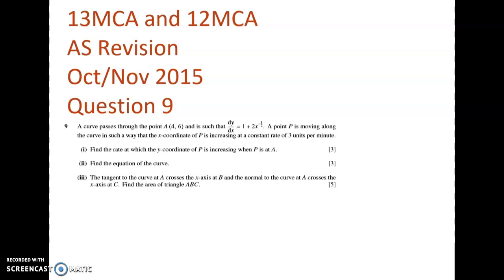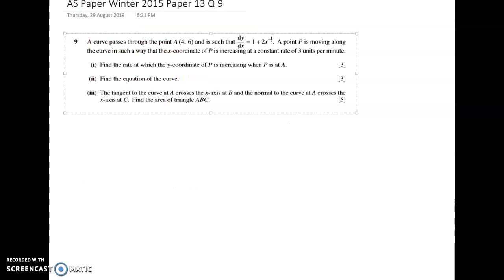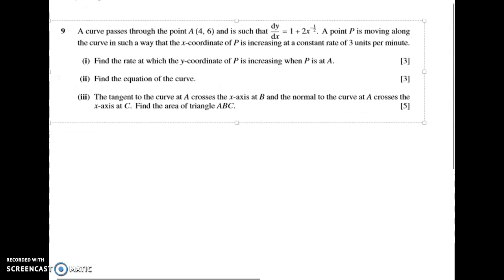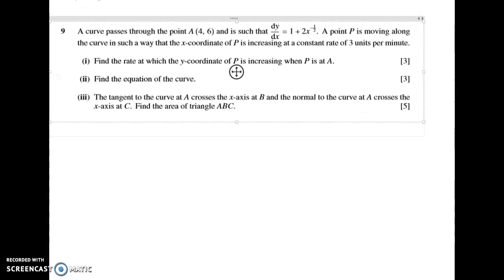Here's the next revision video looking at another AS question. This one's also from the October-November 2015 paper, and it's got some differentiation, some integration, and a little bit of coordinate geometry. It's quite a lot like question 10, which I did yesterday. Okay, so let's have a first look at the question. Always worth reading right through it before you get going.